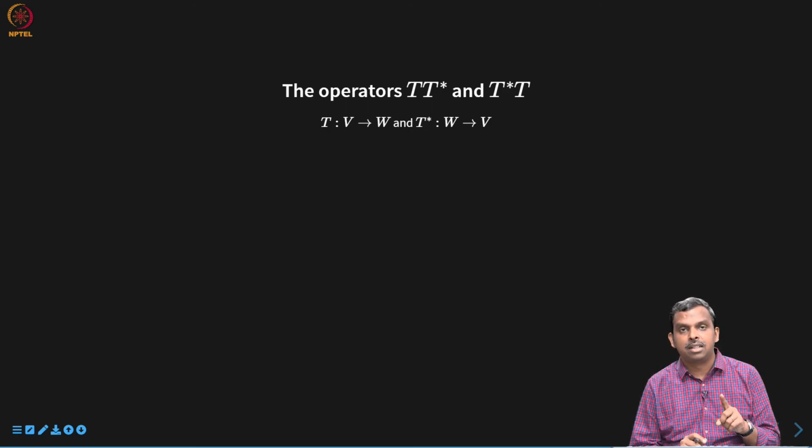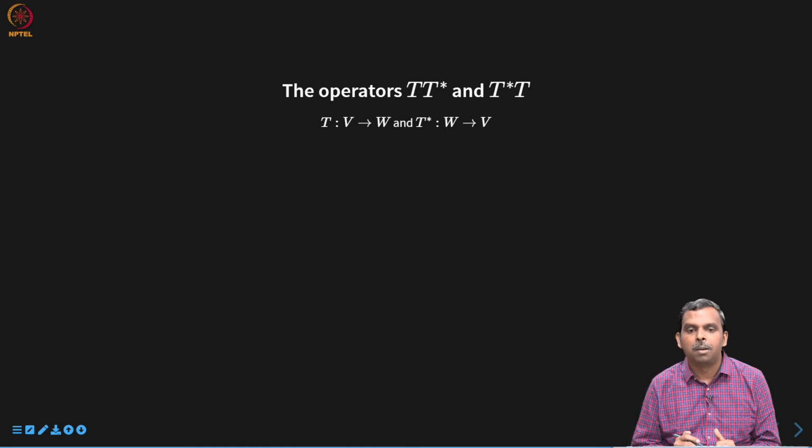T T star is an operator from W to W, and T star T is an operator from V to V. These two operators are very different even in terms of what they do, but they are very nicely connected and they have some very nice properties.